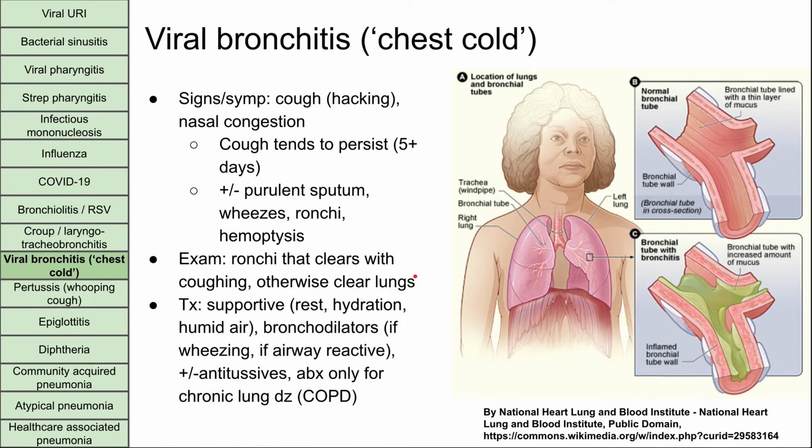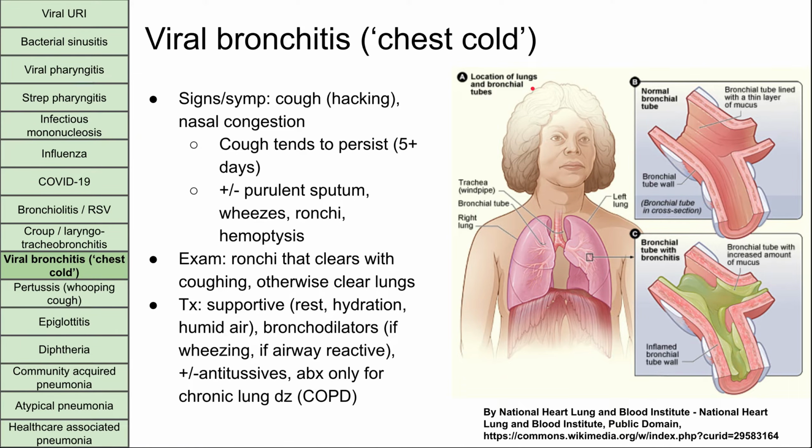Next, let's talk about viral bronchitis. This is what people mean when they say a chest cold. So head cold would have been viral URI, and chest cold is viral bronchitis. Similar symptoms again, coughing. This is usually a hacking cough. Not necessarily too dry, but it's drier than a pneumonia cough. So a hacking cough, nasal congestion. The cough tends to persist for viral bronchitis, so that's 5+ days. They might have purulent sputum, they might have wheezing, they might have rhonchi, they might have blood when they cough, so they might have hemoptysis.